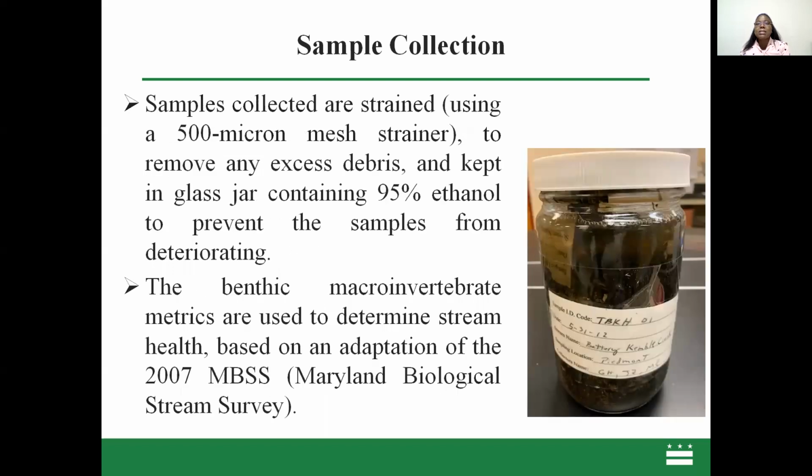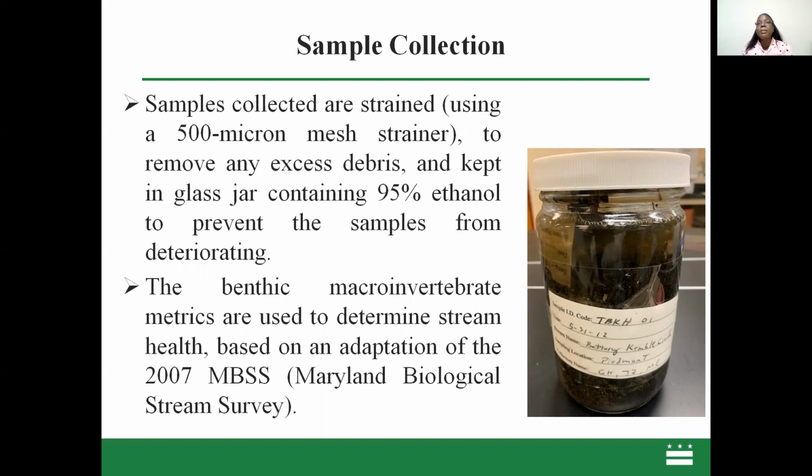Samples collected are strained using a 500 micron strainer to remove any excess debris and kept in a glass jar containing 95% ethanol to prevent the samples from deteriorating.